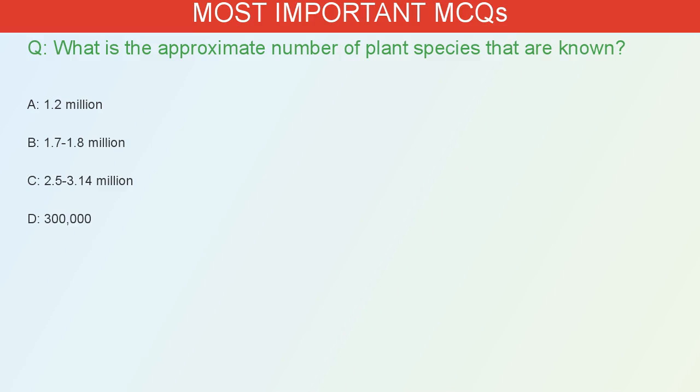What is the approximate number of plant species that are known? A. 1.2 million. B. 1.7-1.8 million. C. 2.5-3.14 million. D. 300,000. The correct answer is D. About 300,000 plant species are known.